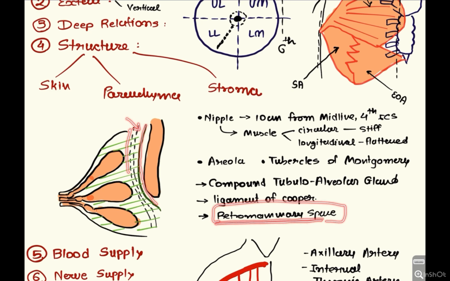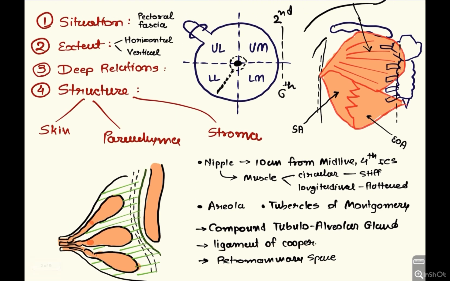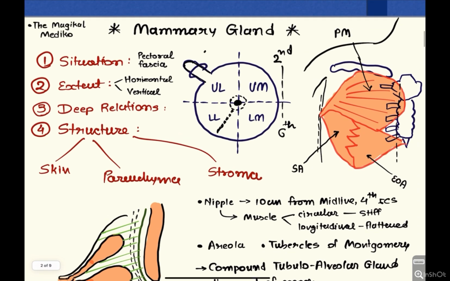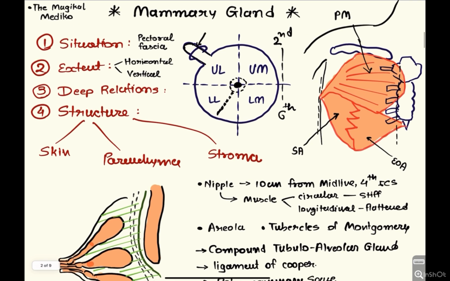For study purposes, the mammary gland is divided into four quadrants: the upper medial, lower medial, upper lateral, and lower lateral. There is an attachment of the gland near the upper lateral quadrant. This attachment is known as the axillary tail of Spence. This axillary tail of Spence passes through a foramen known as the foramen of Langer.